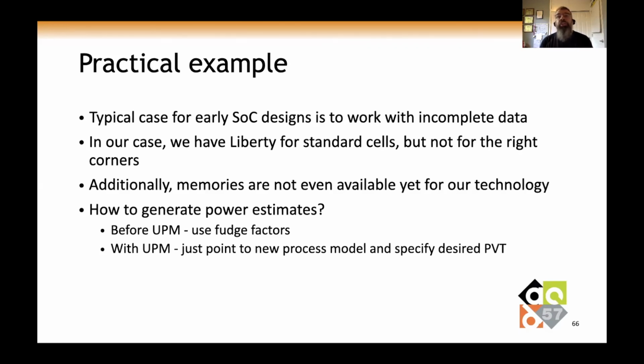How would we have done this had we not have UPM? Previously, we would take the libraries, fudge all the power numbers in them, as difficult as it actually is, and generate new libraries and use those for power analysis. That fudging is obviously not very accurate. With UPM, we don't have to do that. We just use the latest process model and we can get power estimates at the actual PVT point we like that's based off of the actual process model.